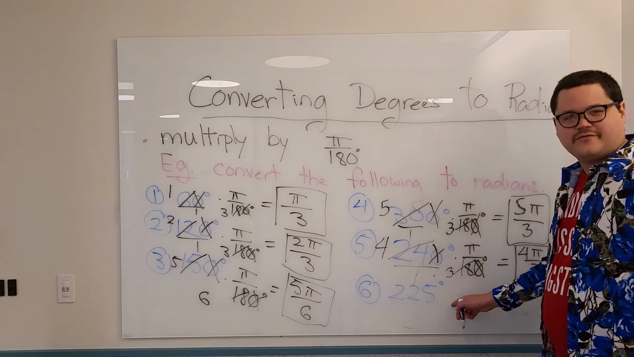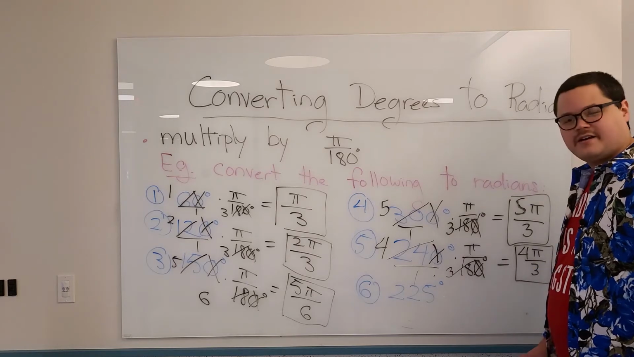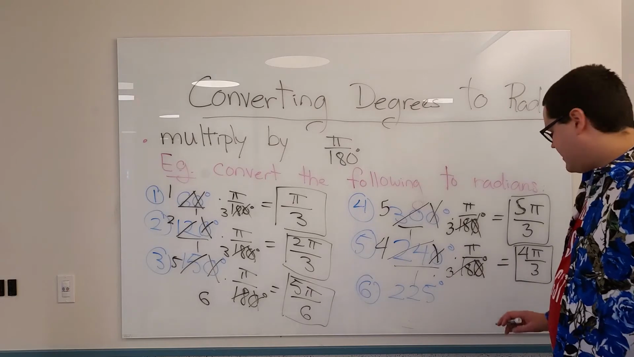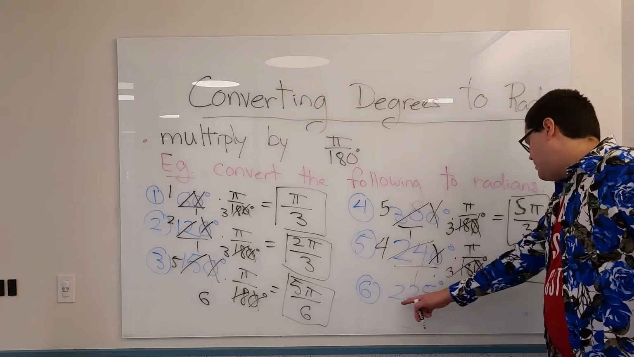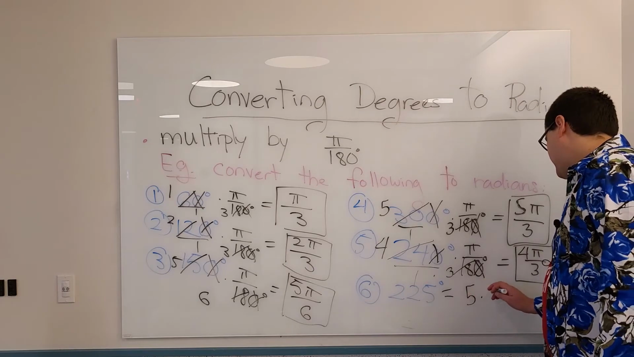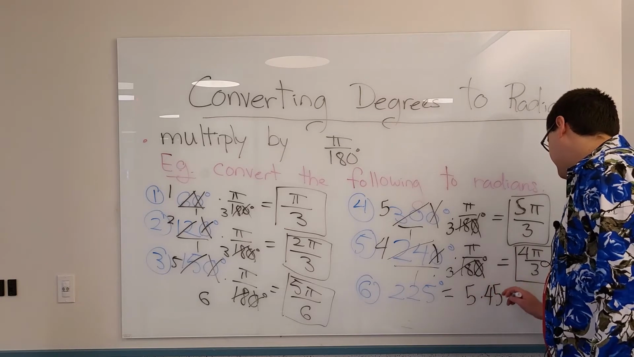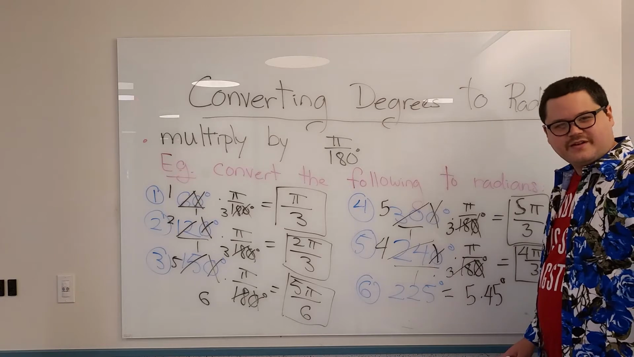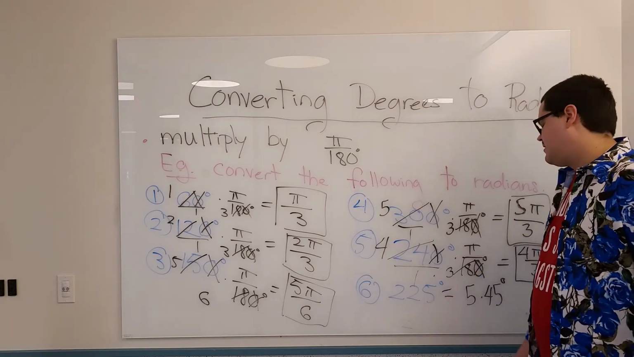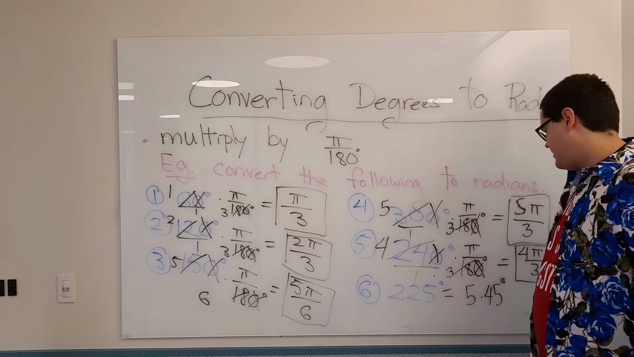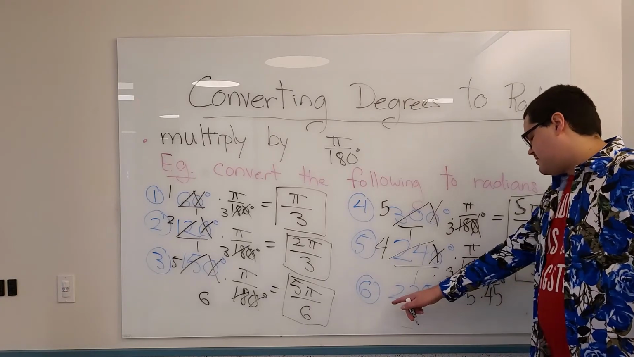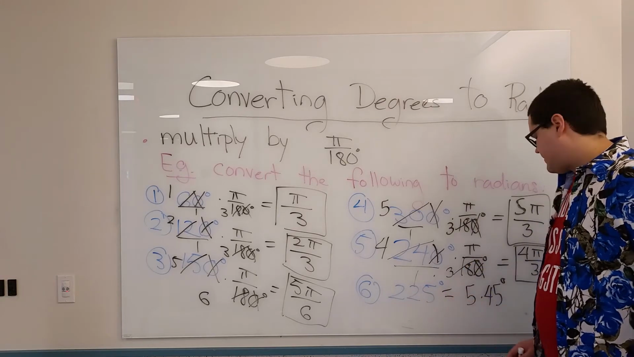Finally, 225 degrees. Well, I'm going to cheat a little bit with this one because it's a little tricky. So let's observe that 225 degrees is the same as 5 times 45 degrees. If you don't believe me, do 5 times 45 on your calculator or on paper, whatever you want to do, use an abacus. It'll come out to 225 degrees.